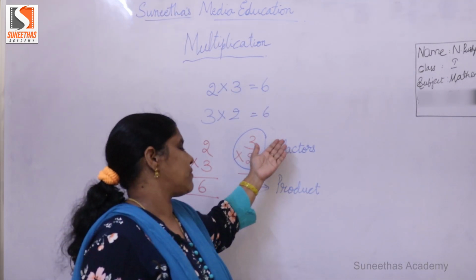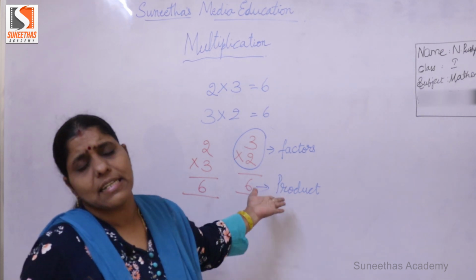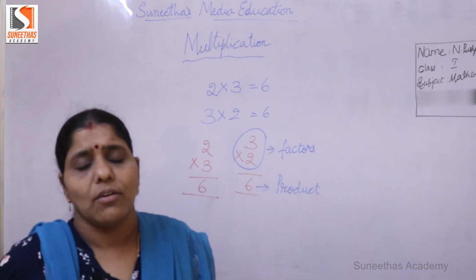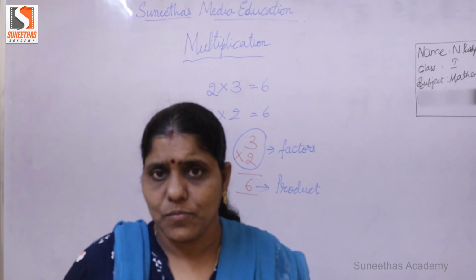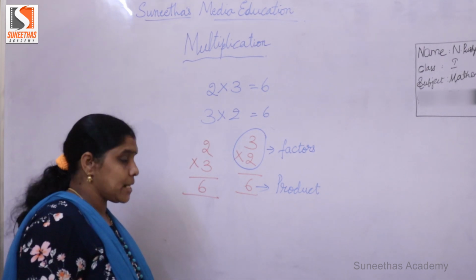Factors of 2 means we have to write 2. And this is the answer. The answer is called the product, whereas in addition the answer we call the sum. Here we call it the product. Understand children? And one more thing in multiplication.